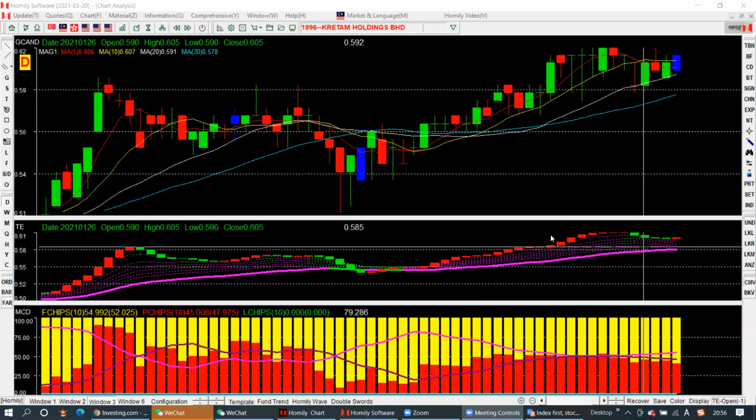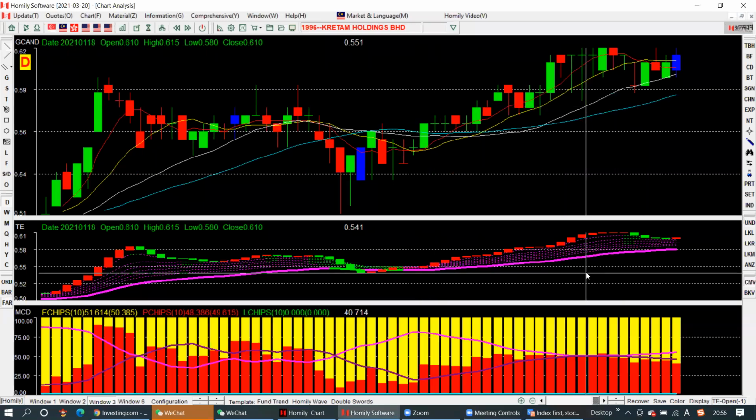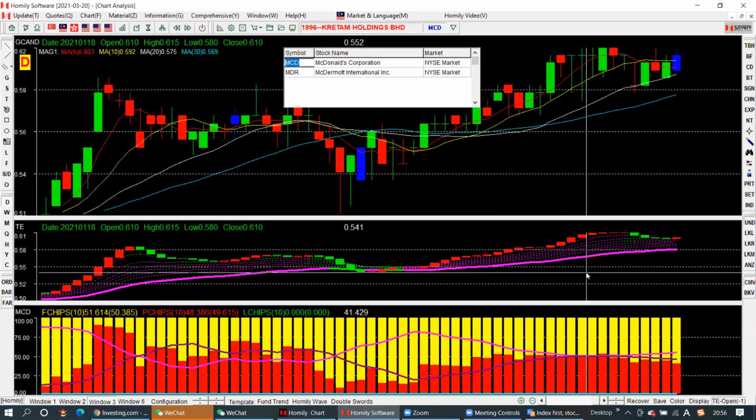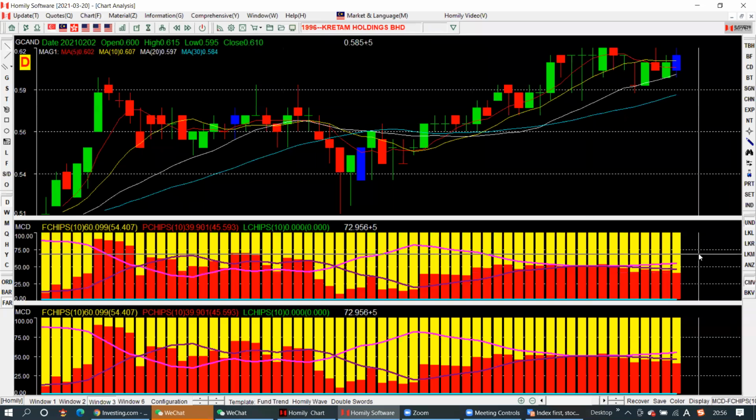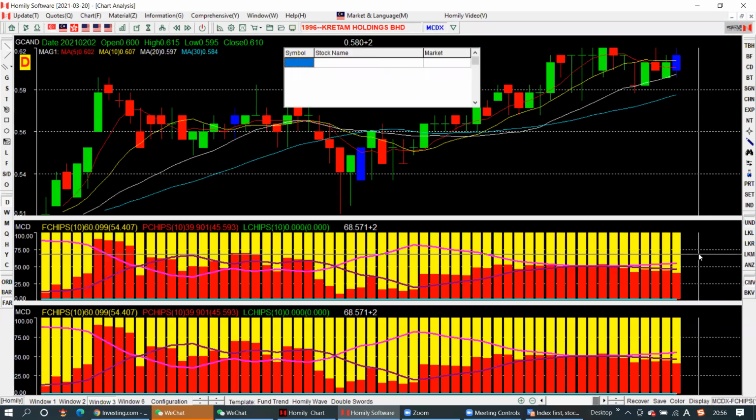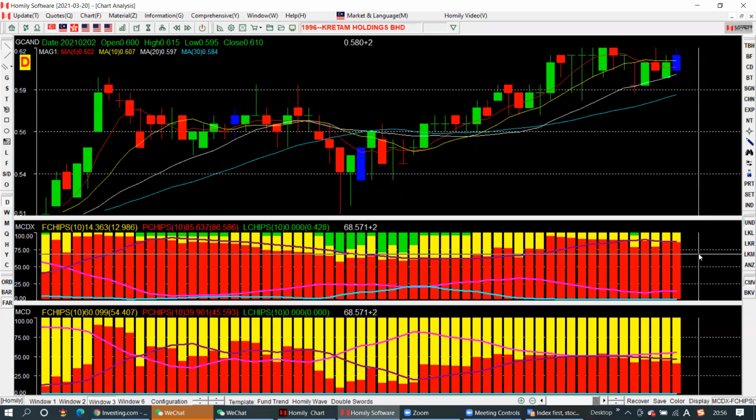Okay, so what is the difference between MCD and MCDS? Here, MCD and the MCDX. The MCDS is a very detailed analysis of hot money behavior. So if the stock doesn't have any banker inside, then you can call out the MCDS to double confirm whether this hot money is there or not.